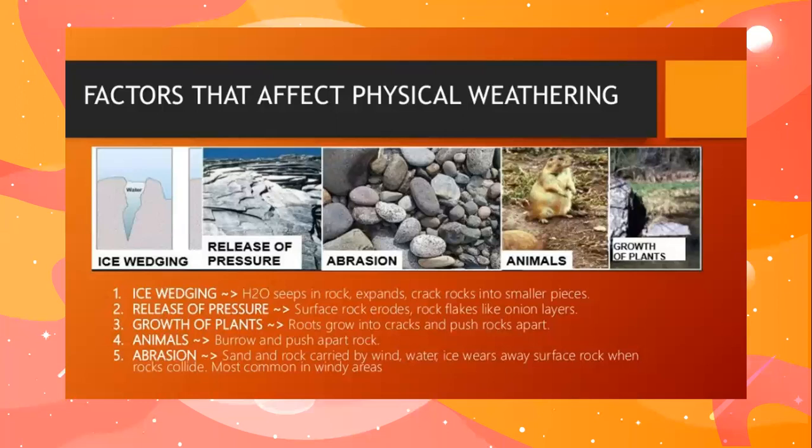Okay, next is the release of pressure. This is also somehow like ice wedging. The only difference is there is a constant change in the temperature. This would happen on the surface of rocks; the rock flakes like onion layers. So this release of pressure usually happens in countries where there is a very hot temperature during the day and a very cold temperature during the night. Okay, what happens when a molecule or a rock is exposed to heat? It would contract.